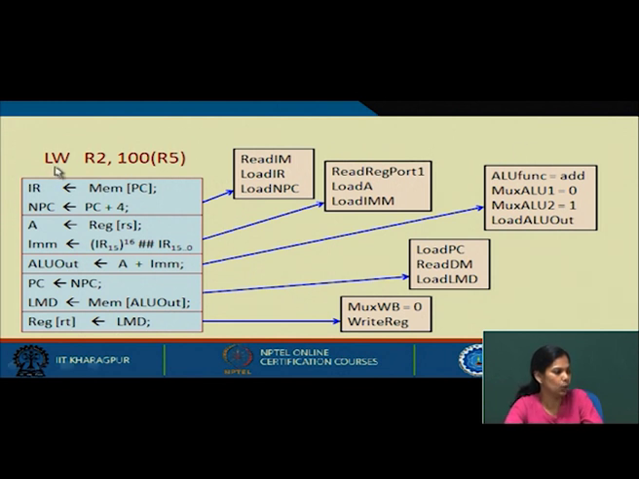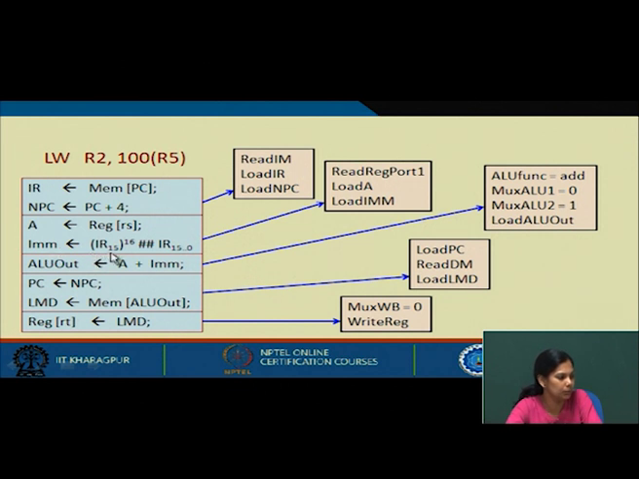instruction, that is load R2, 100 R5, that means 100 and R5 will be added, then the value will be read from memory and it will be loaded in R2. So at different phases different things will happen. Let us say this is the fetch phase, which is standard. In the decode phase, the register value of RS will be loaded in A, and of course other values will also get loaded, but here we are showing which are needed for us.